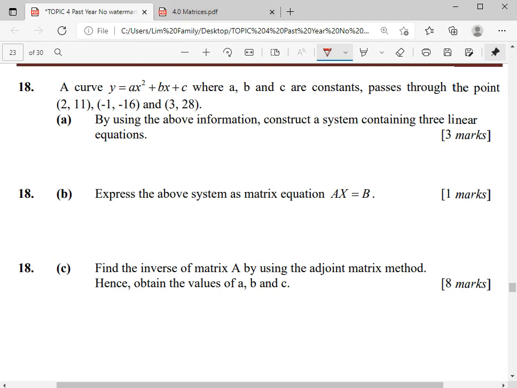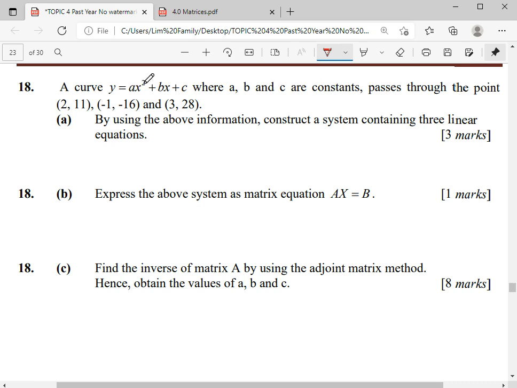Okay, so we go for 18. We see what's the problem here. They're giving us a formula. They say the y coordinate is found by this equation. So a curve is formed by y equals ax squared plus bx plus c, where a, b, c are constants.